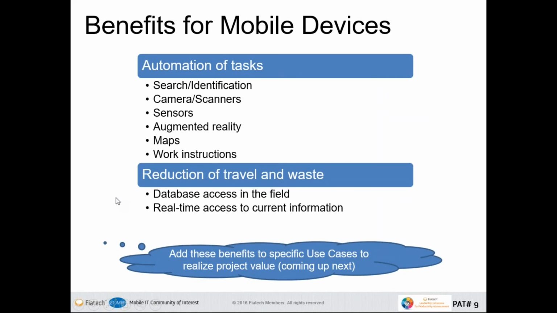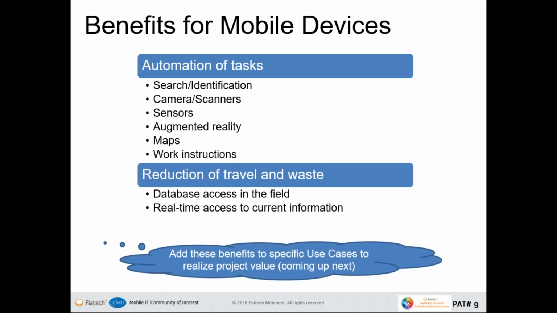So the next few slides will actually run through some of the use cases. But before that, I wanted to talk about some of the key benefits that we're seeing, and our clients are seeing, for these mobile devices. And there's kind of two classifications; we want to generalize them here. The one is automating your tasks. The phones and the tablets have a lot of built-in capability that allow you to do different things.